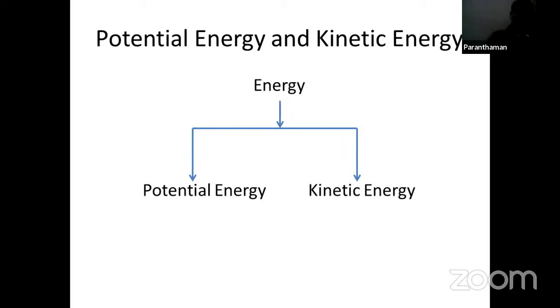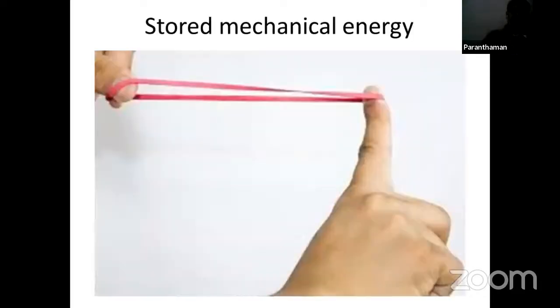So there are two kinds of energy, major classifications: potential and kinetic energy. We'll be seeing potential energy in detail. Potential energy is stored mechanical energy. Actually, one more question was asked for the same kind of picture. It was given in the description and asked for one more, stored mechanical energy. This is stored mechanical energy.